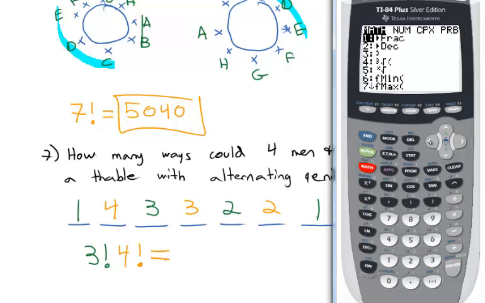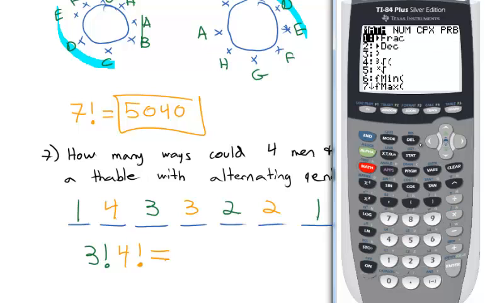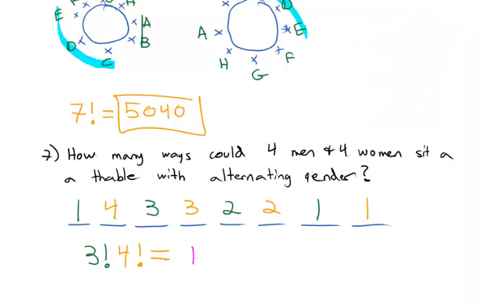3, math, over to probability, option 4 is the factorial, times 4, math, probability, option 4 is the factorial. There are 144 different ways we could set up this alternating gender.